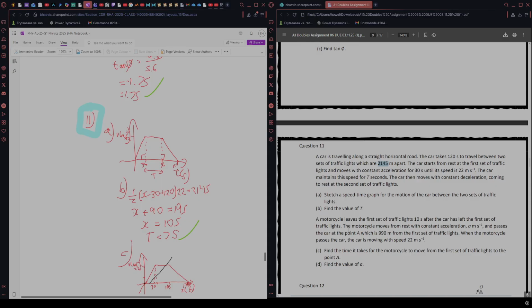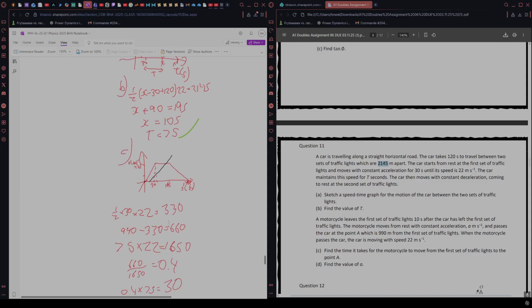Next, we have this motorcycle. This was the hard part of the question. So we have this motorcycle that starts at 10 seconds, and it's going to intersect some part of this straight line here in the speed-time graph. It's actually going to go above the velocity of the car at some point, which we'll see later.